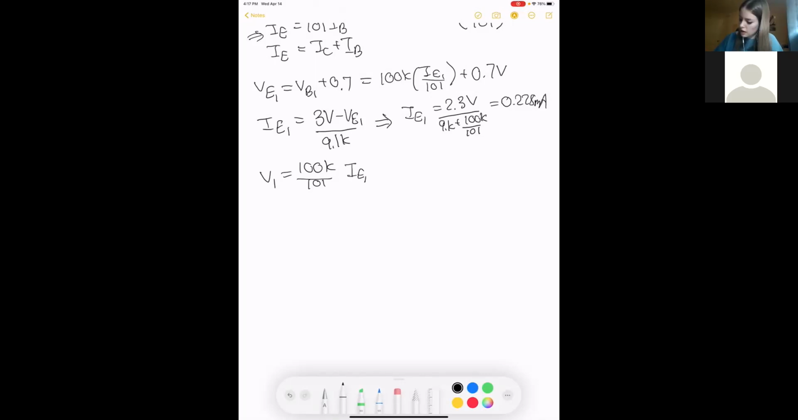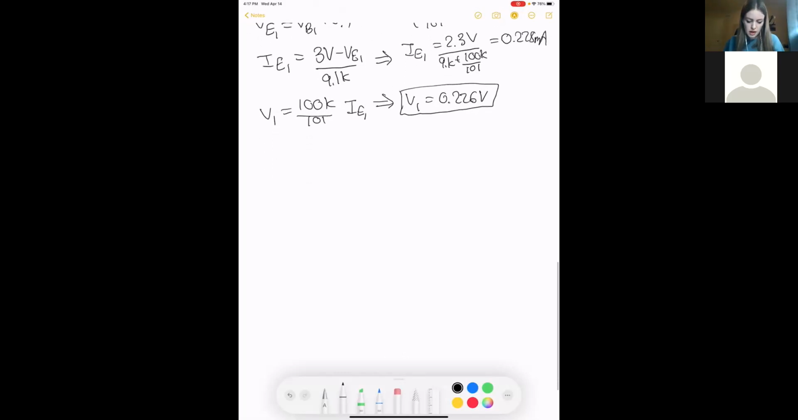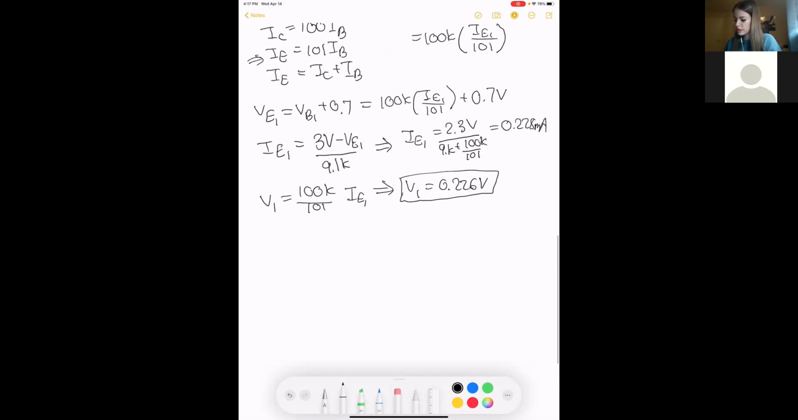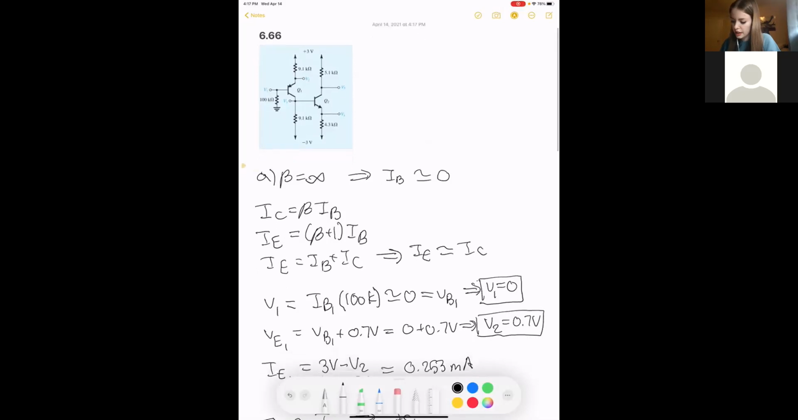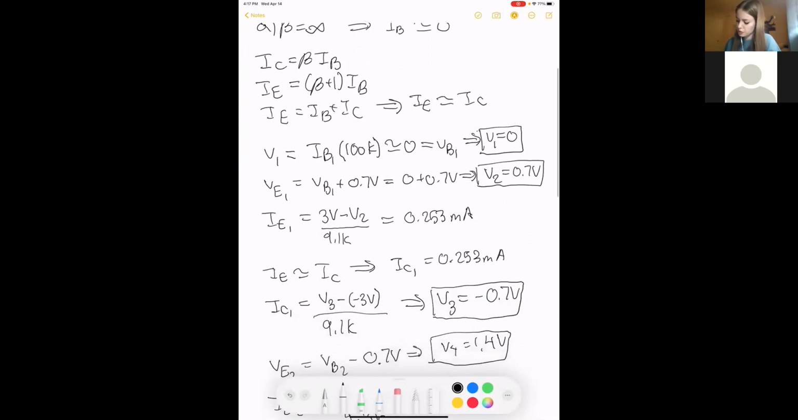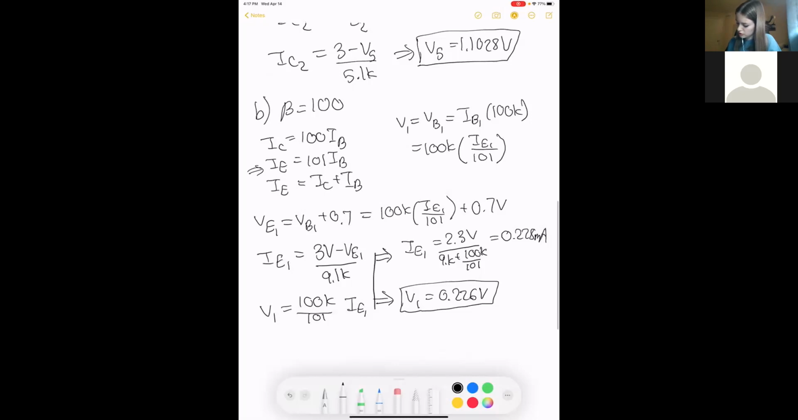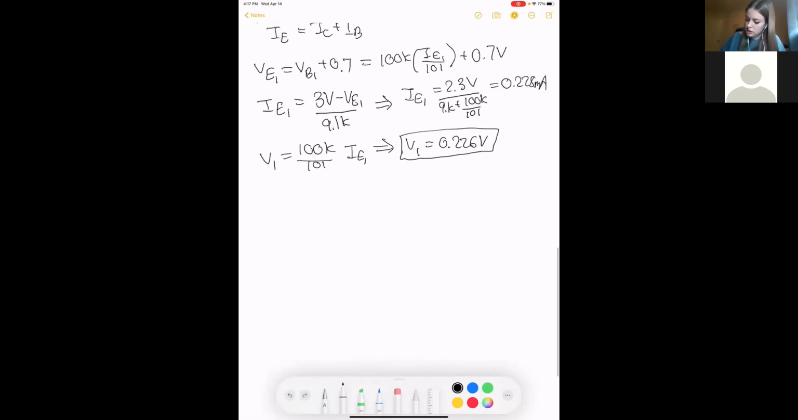IE1. And so subbing that in, we get V1 is 0.226 volts. Cool, so we have this voltage now. Now we're going to move on to our V2, which is going to scroll up to this. V2 is our emitter voltage at Q1. V2 is just V1 plus 0.7 volts. Again, we are assuming active mode always when we do these.